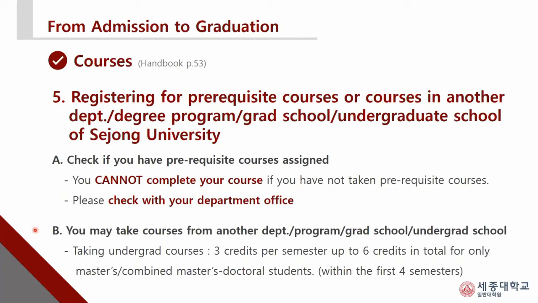And another thing about courses is that it is allowed for you to take courses from another department, program, graduate school, or undergrad school. But with taking undergrad courses, this is only allowed for master's and combined master's doctoral students. And even with these students, you can only apply for 3 credits per semester, up to 6 credits in total, within the first 4 semesters.